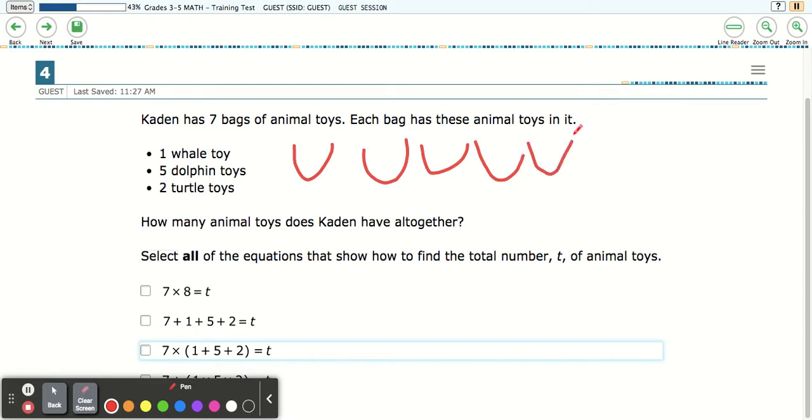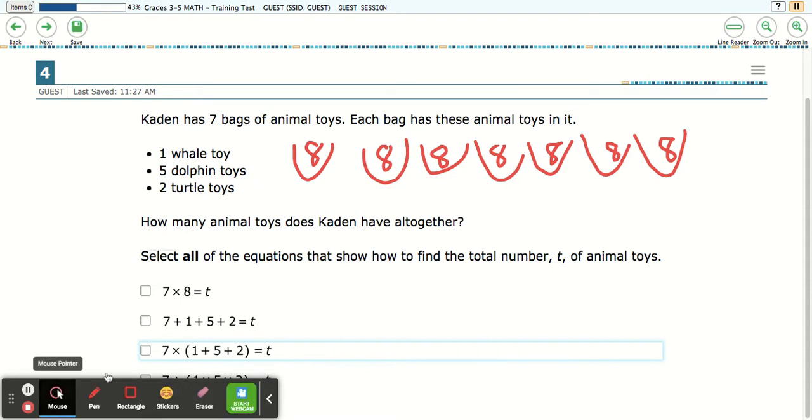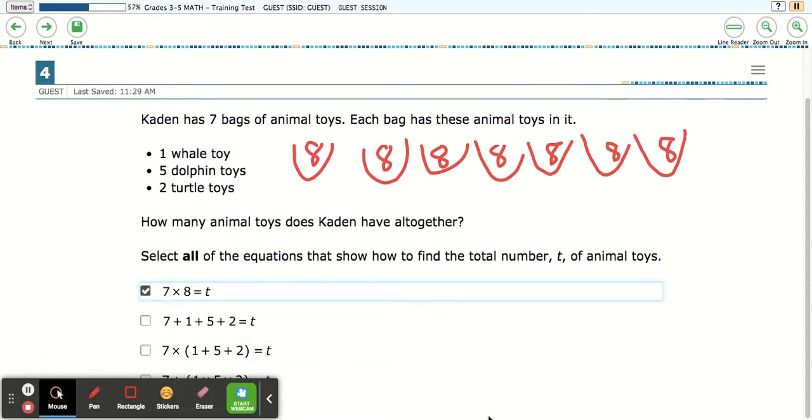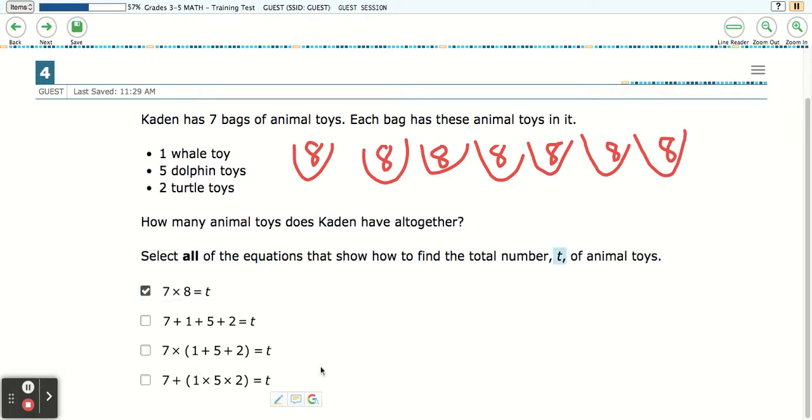3, 4, 5, 6, 7. Each bag has 8 toys. I think the first one would actually make sense. 7 times 8. That would work. So notice I recognized as I looked at my possible answers that I was interpreting the problem wrong because I did not read carefully. You have to read carefully and slow down. I just showed you it's very easy to skip something and miss something, right?